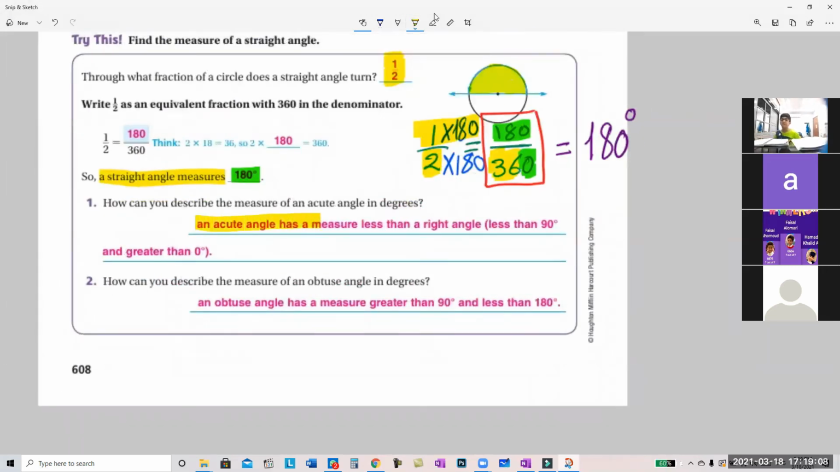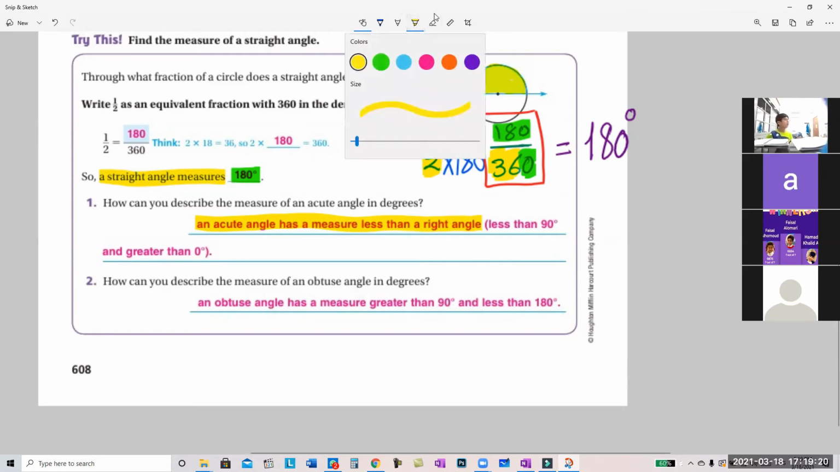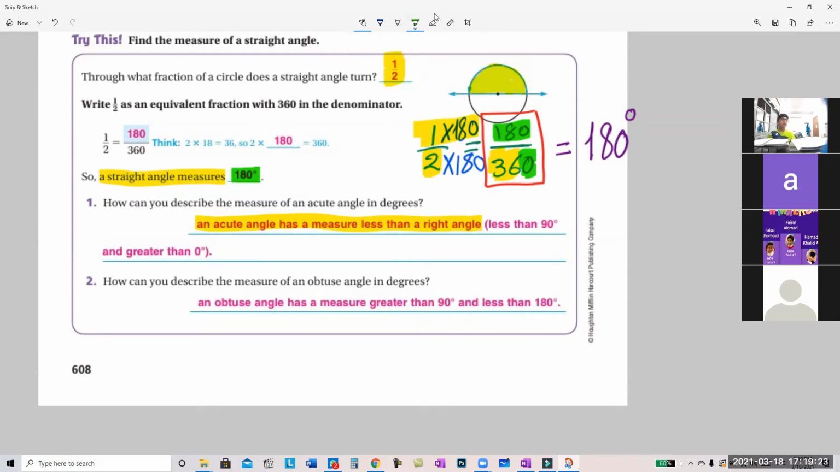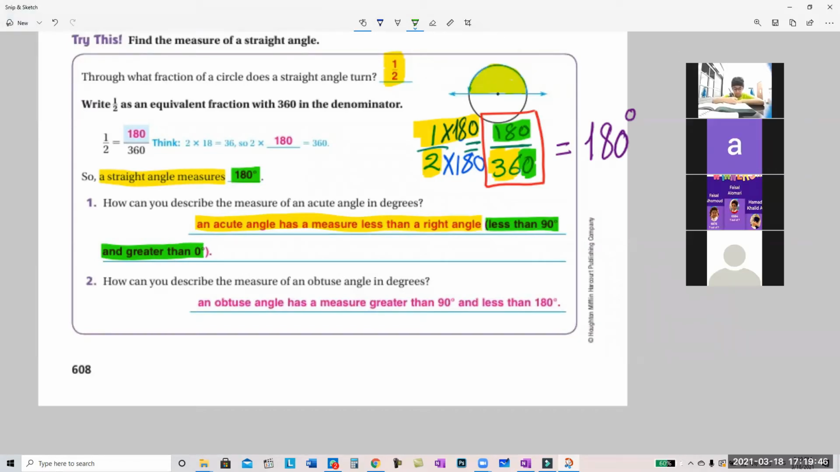Now, an acute angle has a measure less than a right angle. Another way to say that is it measures less than 90 and greater than 0 degrees. So it is less than 90 degrees and greater than 0 degrees. So if I ask anyone to give me a measure of an acute angle?